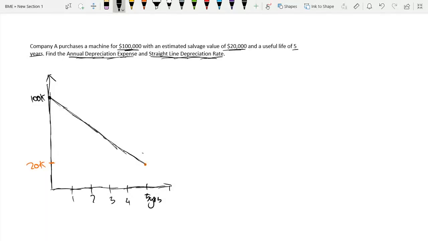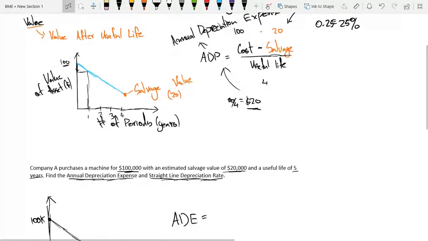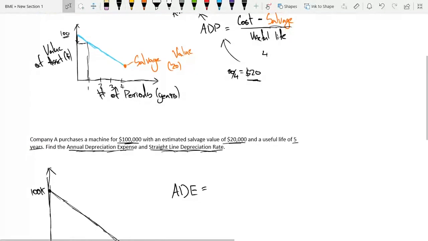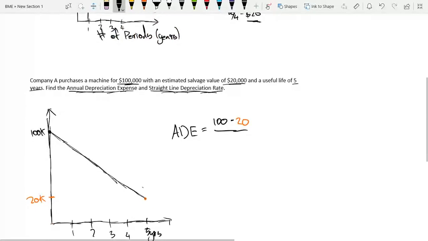And now to calculate the annual depreciation expense, which I will now use ADE to describe instead of ADP. So this is equal to, let me just refer back to the formula just so that we can get a good look at it again. It's our cost. So again, this costs 100,000. So let me just use 100, then convert back to thousands, minus the salvage value, which again, we're converting back to thousands, so minus 20, over our 5-year useful life. And again, this is really just how we would calculate the slope of this line.